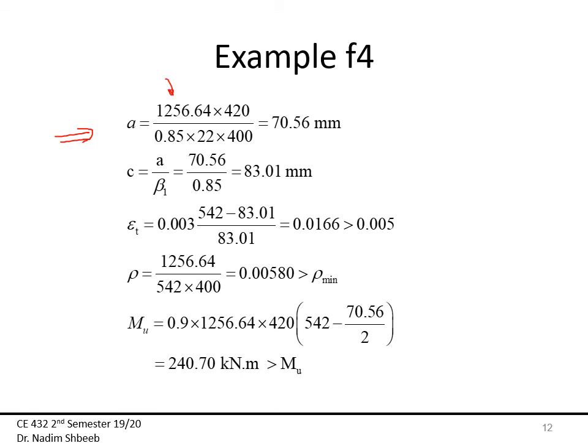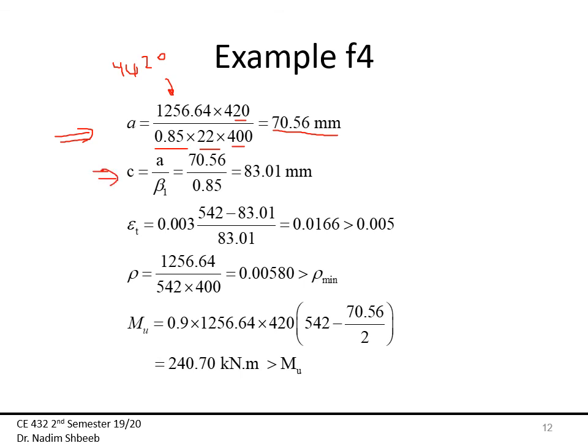Now here, this is the area of 4 phi 20, which is 1256.64. You can see how close that is to the found area of steel, times Fy divided by 0.85 times 22 times 400. This is 70.56 millimeters. Again, this is different than the assumed, but it has no relation to the assumption because, again, now I'm using the actual area of steel that I found.